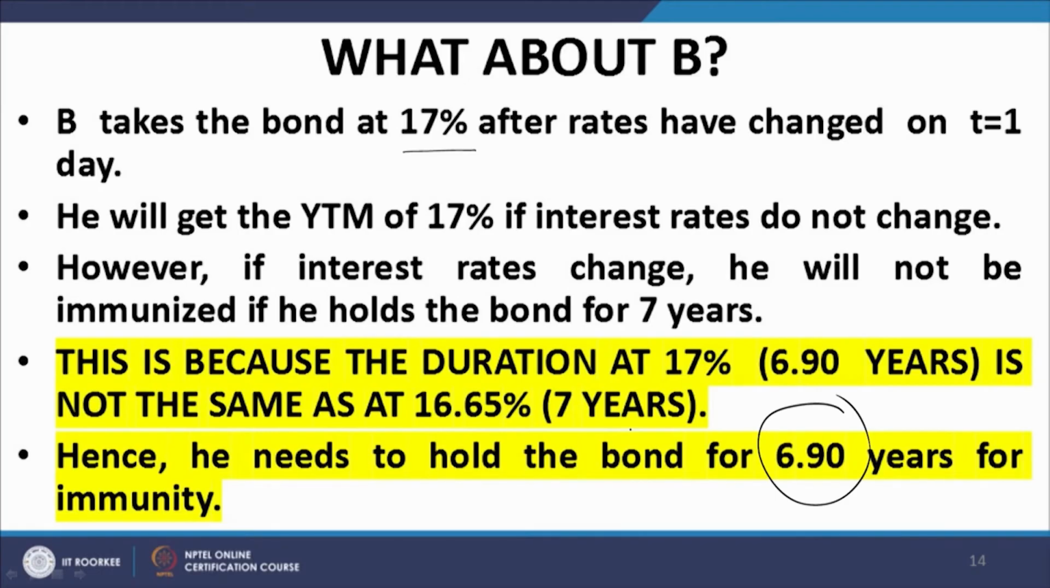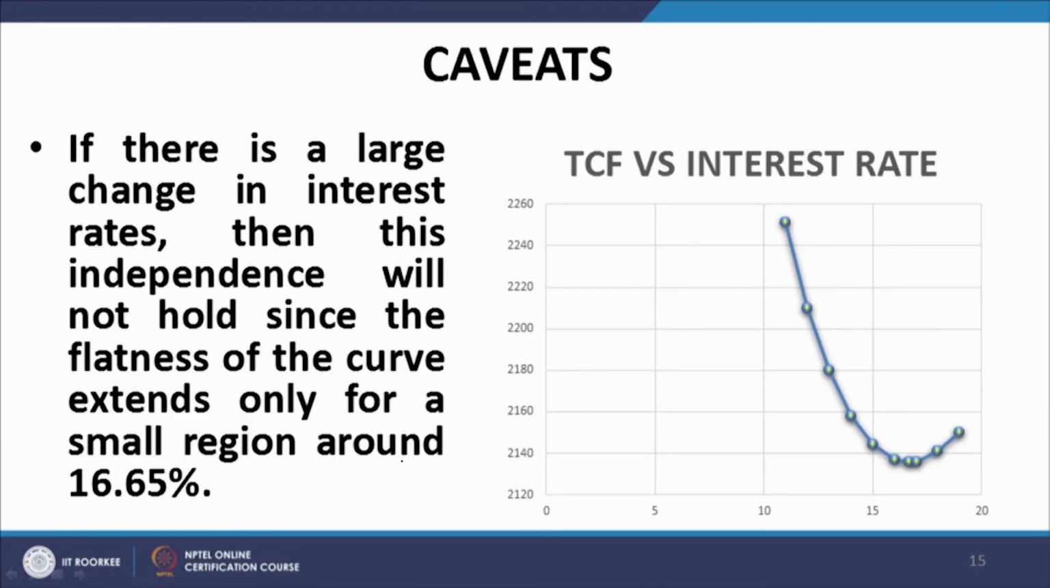Therefore, if B is to immunize himself under this philosophy, he has to hold the bond not for 7 years, but for 6.90 years. However, if interest rates change, he will not be immunized if he holds the bond for 7 years. This is because the duration at 17%, that is 6.90 years, is not the same as that at 16.65%, which is 7 years. Hence, he needs to hold the bond for 6.90 years for immunity.